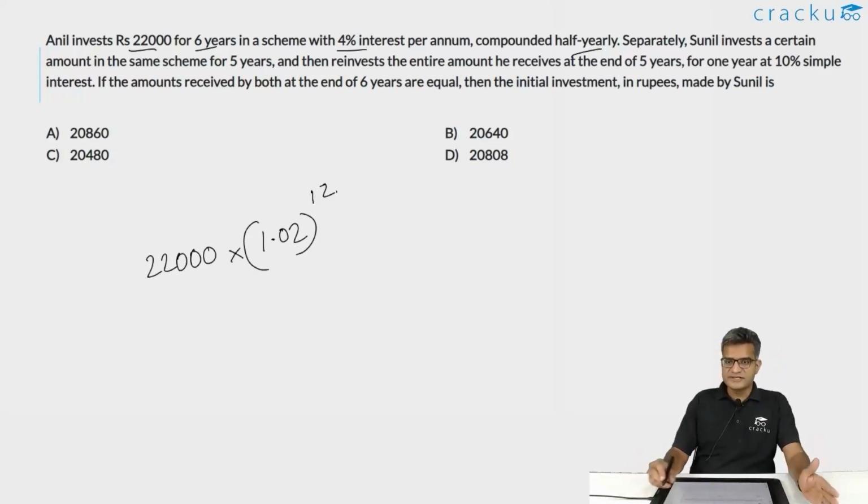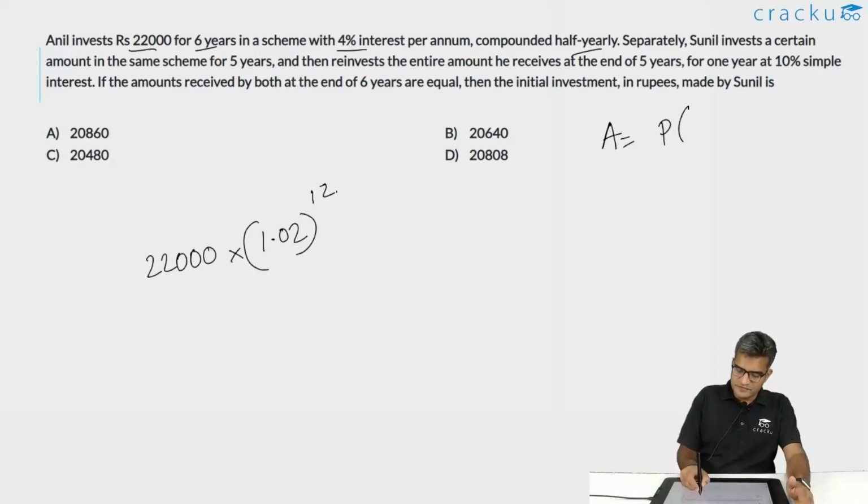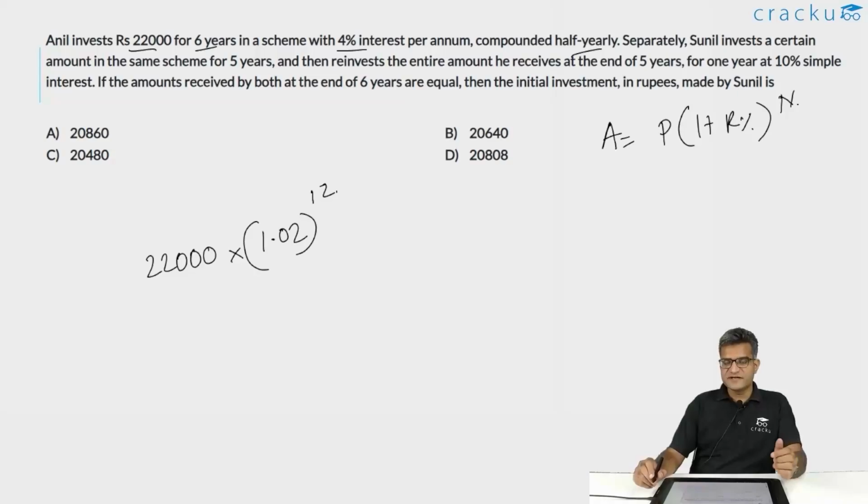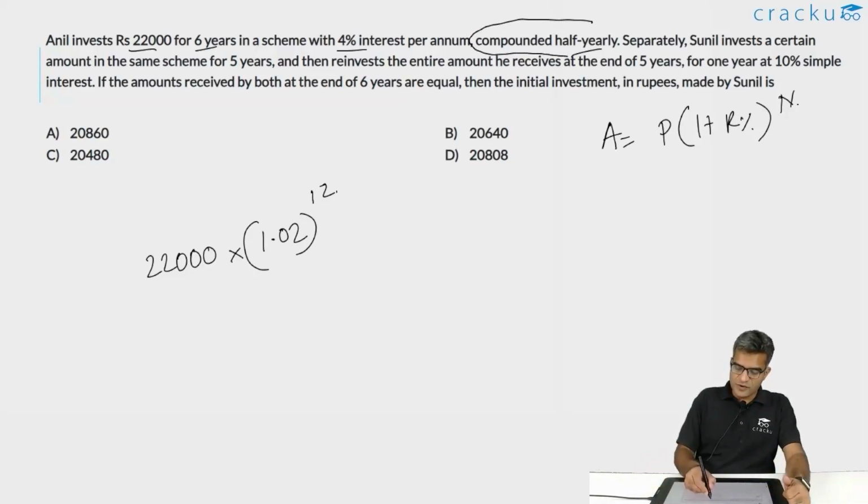Because in compound interest, the amount that is received at the end of n years at a rate of interest of r% is p into 1 plus r by 100 whole to the power n. This is true if the interest is compounded annually. But in this particular case, we are told that the interest is compounded half yearly, that is semi-annually.